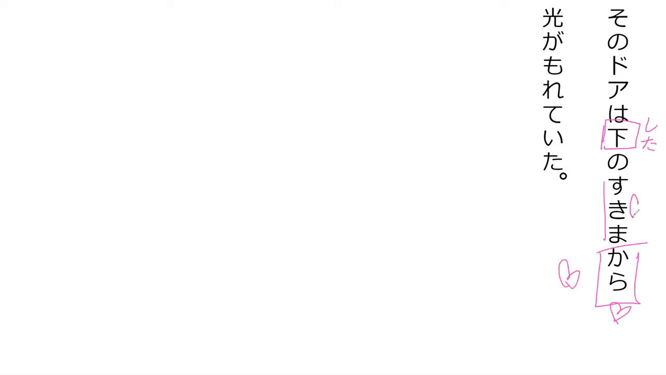Okay, so let's go read the line from the book. Doa wa shita no sukimagara. Is it saki? Shita, yep. Good guess. This is kara, from the leak, from the sukima gap. Sukima is gap. Leaking is a verb, which is moreru. Moreteta. Okay, so the hikari ga moreteta: the light leaks out from the sukima, which is the gap below the door. Perfect.